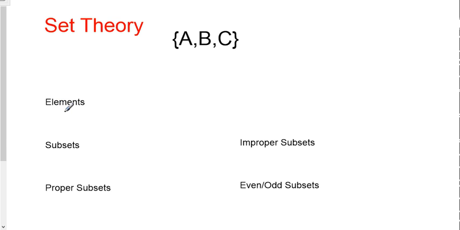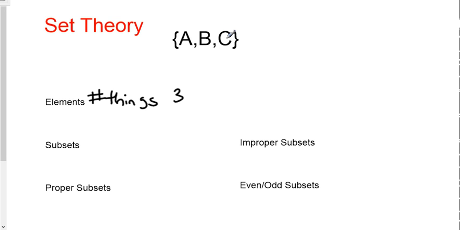So let's first talk about elements. Elements is just the number of things. So how many things do we have here? Well, we have 3. Number of elements is number of things. Now subsets. This is an important concept.